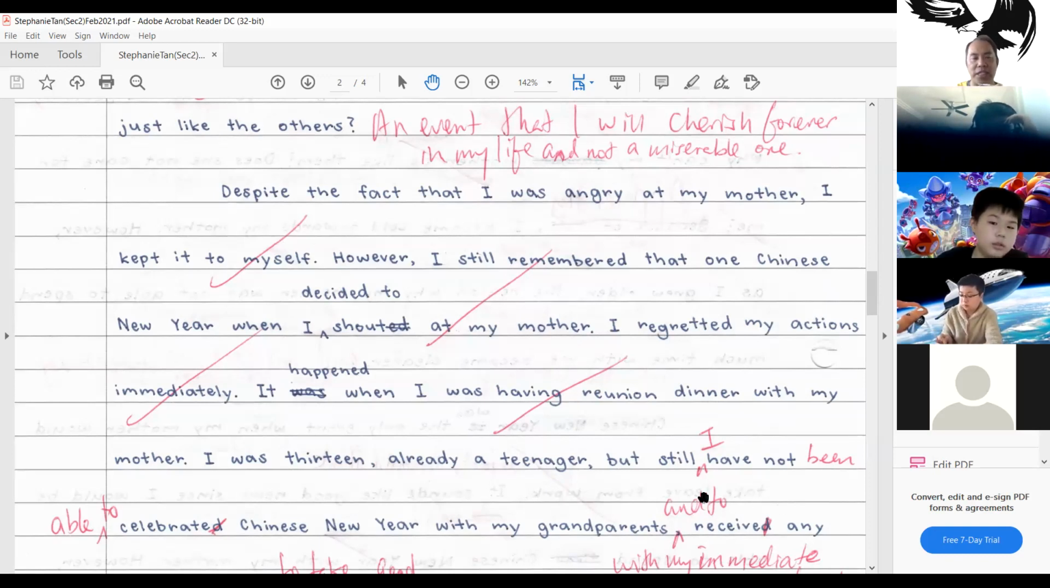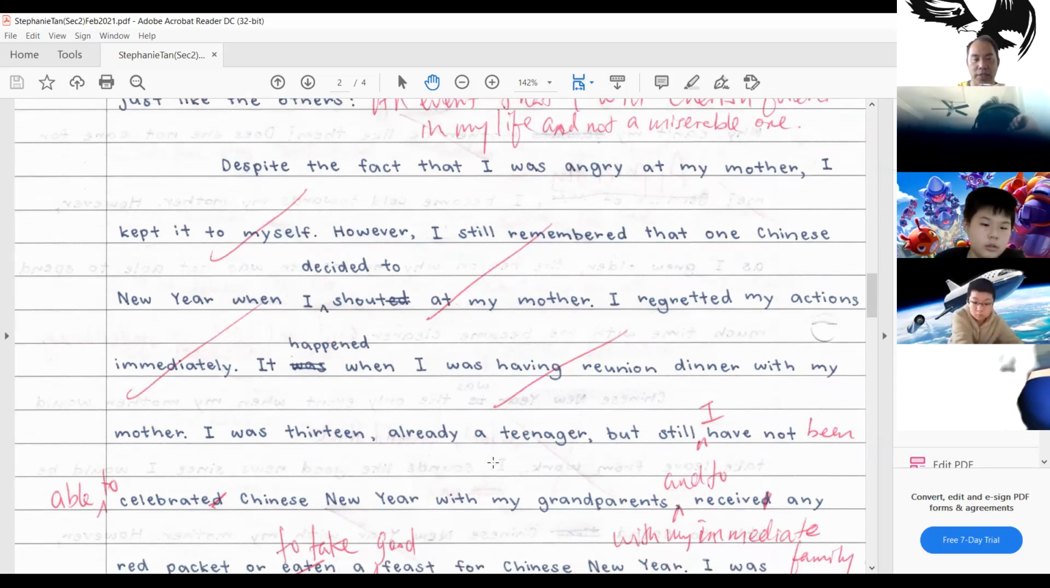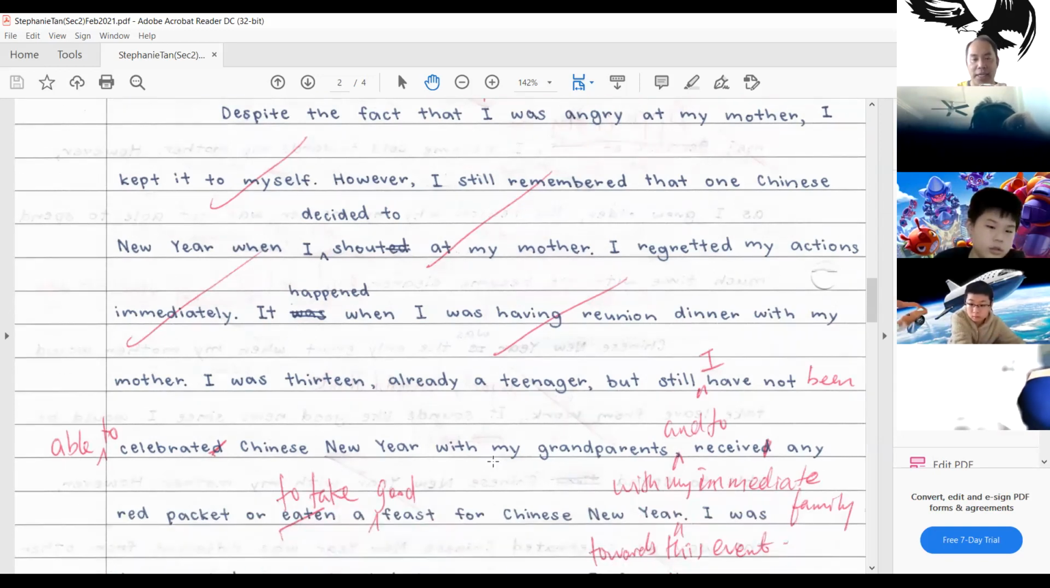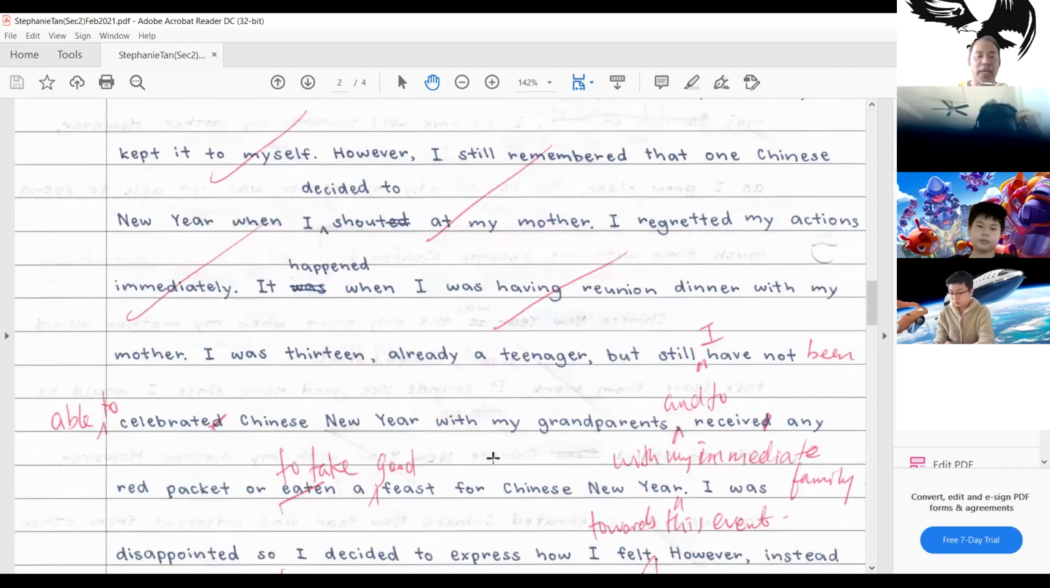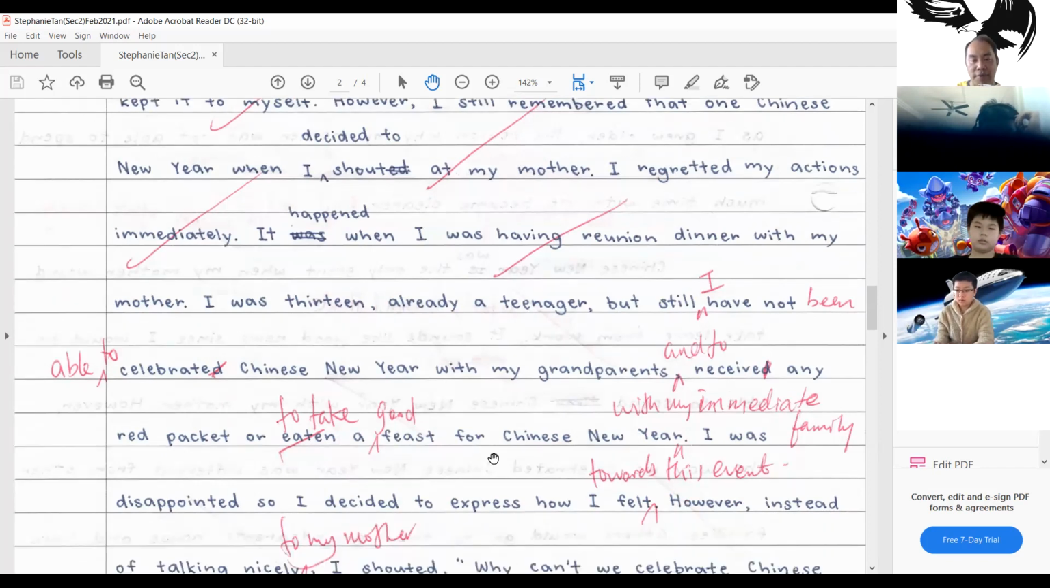I regretted my actions immediately. It happened when I was having reunion dinner with my mother. I was 13, already a teenager, but still I had not been able to celebrate Chinese New Year with my grandparents, to receive any red packets, or to have a good feast for Chinese New Year with my immediate family.